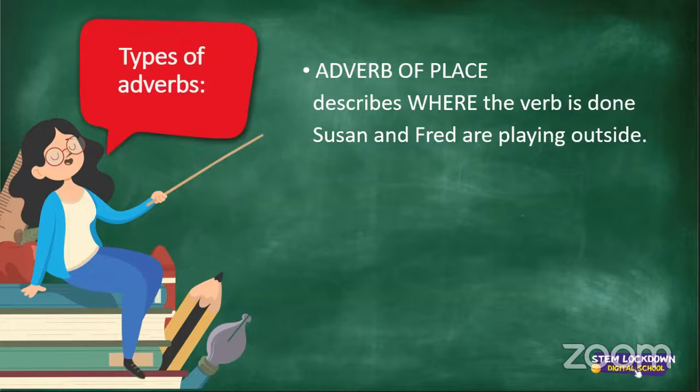Good. No, I only want the doing word right now, the verb. Let's try again. Most of you are getting it. The verb will only be one word here that I'm looking for. Good, Nia. Most of you have it. It is playing. That's the main verb in this sentence. So now we are going to ask, where are Susan and Fred playing?